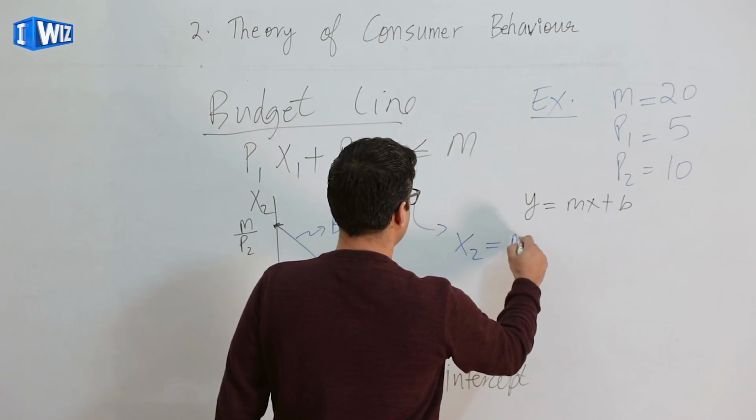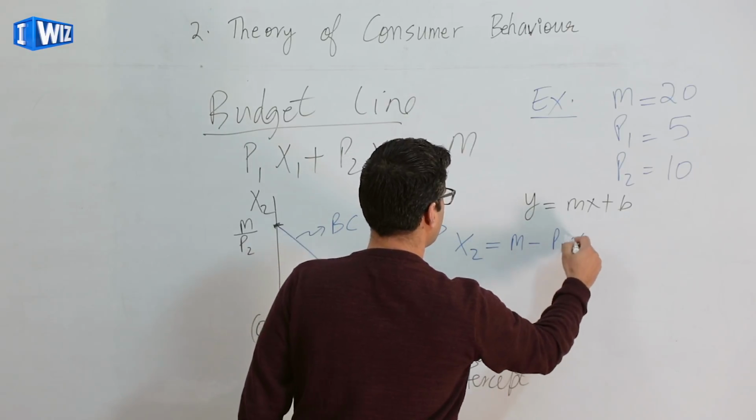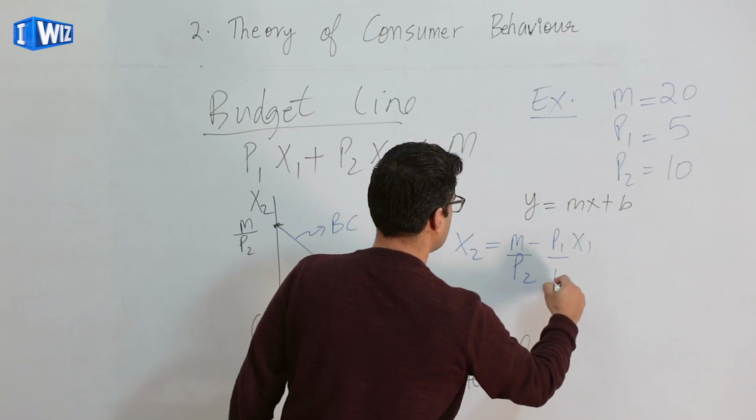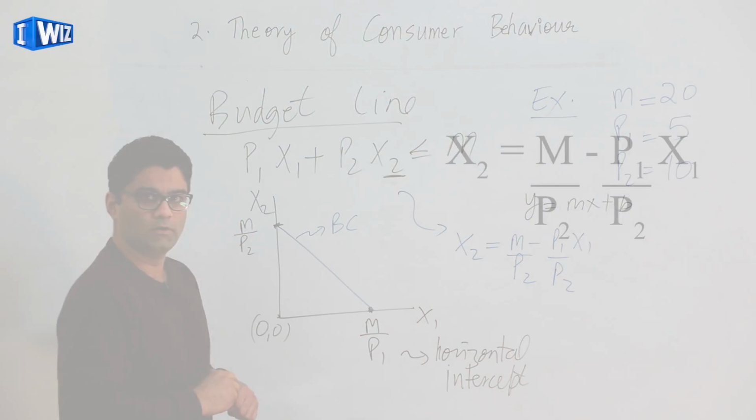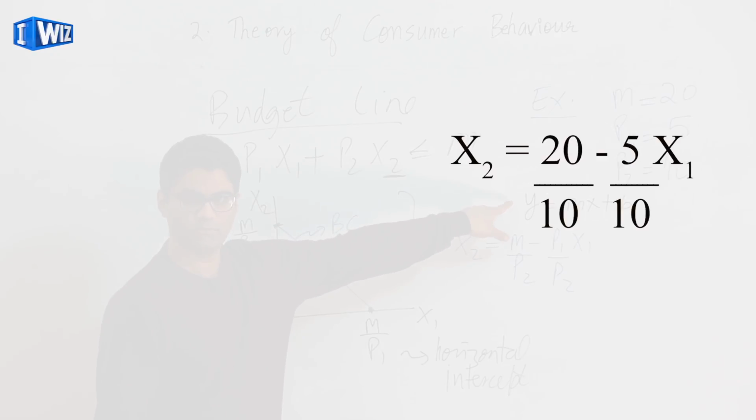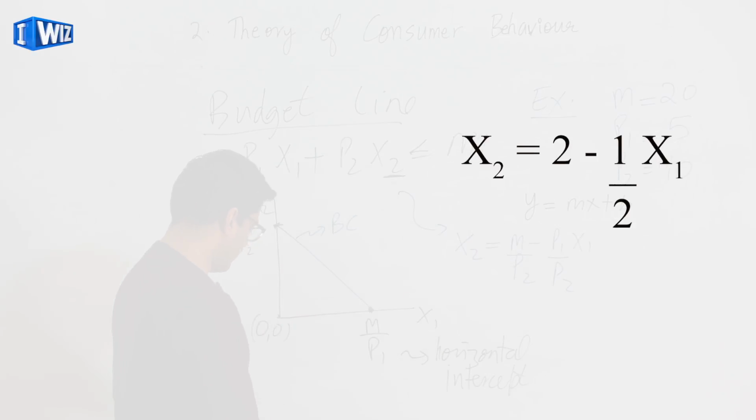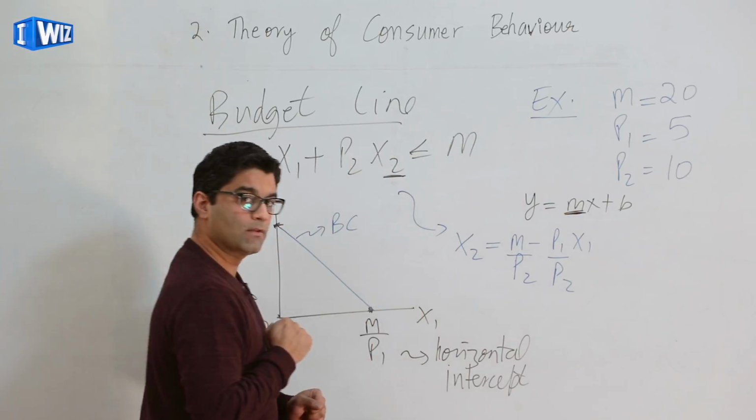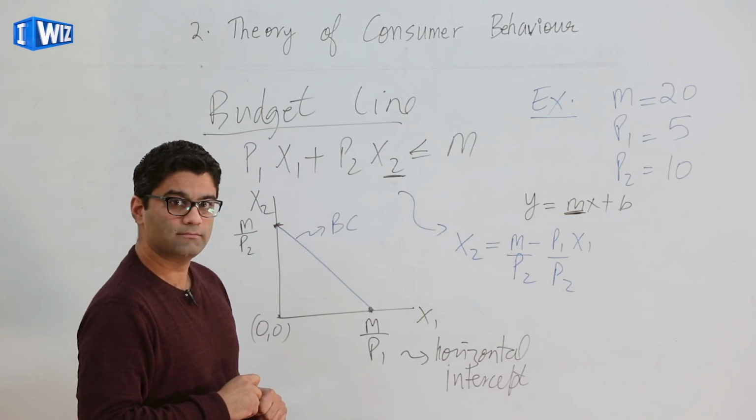x2 becomes m minus p1 x1, and then you have to divide through by p2, so all you're left with is x2. So this equation is mathematically identical to that equation, where the vertical axis is some function of your variable on the x-axis and a constant. And again, if you're comfortable with your math concepts, this variable here, m, represents what?